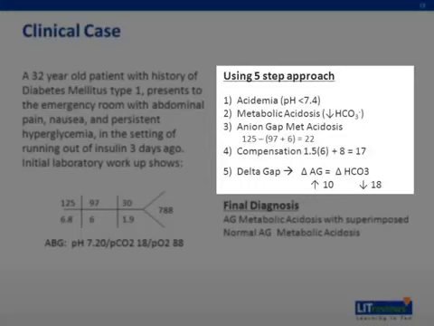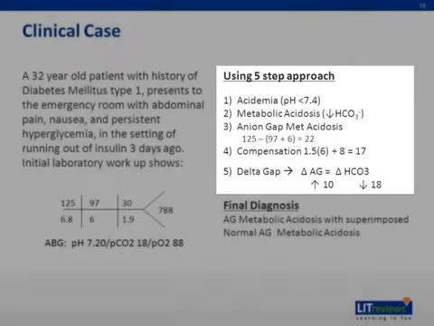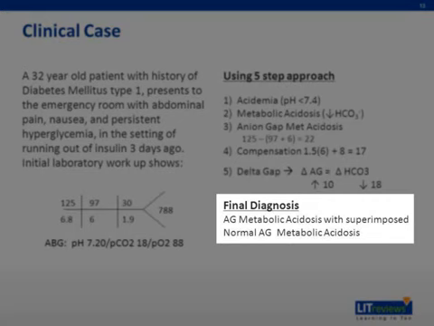In this case, you can appreciate that the bicarbonate changed more than the anion gap. Based on that, we can conclude that there should be a superimposed problem. The bicarb changed by 18 instead of changing only by 10. Since the bicarbonate is even lower than expected, this also means that there is a superimposed normal anion gap metabolic acidosis. Final diagnosis is an elevated anion gap metabolic acidosis with a superimposed normal anion gap metabolic acidosis.